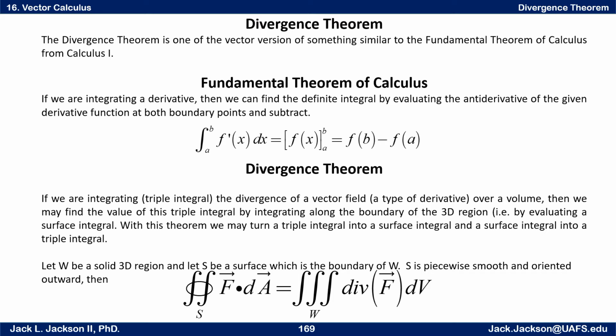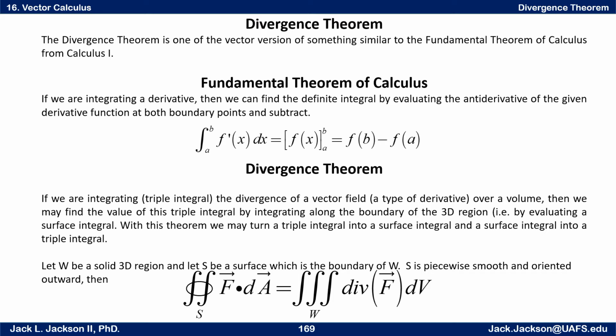The divergence theorem says if we're integrating, in a triple integral, the divergence of a vector field, divergence is a type of derivative, over a volume, then we may find the value of this triple integral by integrating along the boundary of the 3D region, which is a surface. So that would be a flux integral or a surface integral. With this theorem we may turn a triple integral into a surface integral, and more importantly the other direction, we may turn a surface integral into a triple integral.